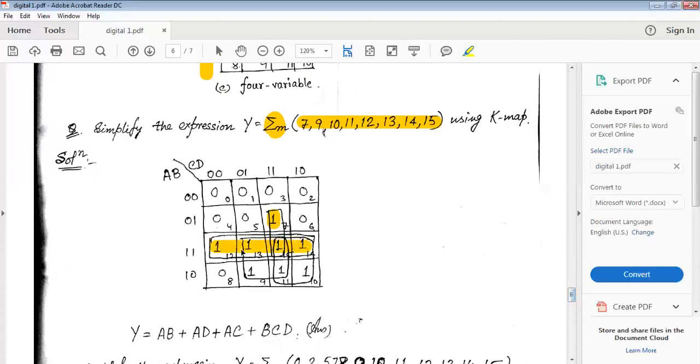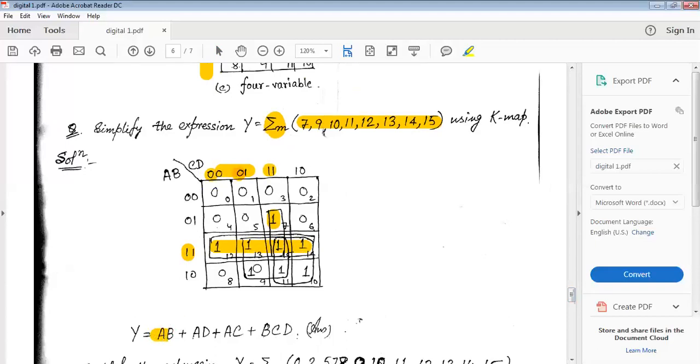This is a pair, and in that particular pair, which one is constant? This part, AB. You can see C0, C0, and C1. So C is varying, D is also varying. So only A and B is not varying. So this term is expressed as AB.